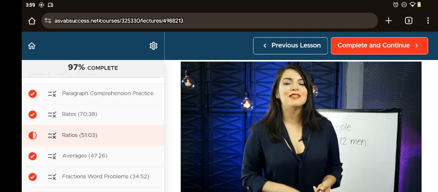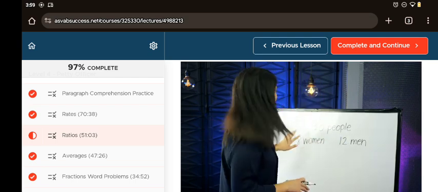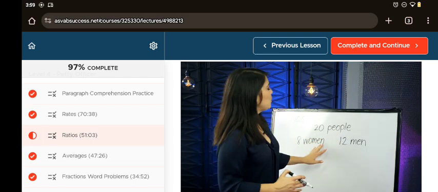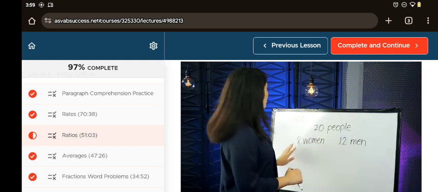Alright, so I just want to make sure you understand this. If there are 20 people in a group, 8 of them are women and 12 of them are men, there's a lot of ratios that we can do here, okay? So I wrote it for you here. 20 people in total. So this is our total. 8 women, 12 men. So let's identify these to make sure you understand it. This is our total. This is a part. This is a part. When we add these together, they equal the total.